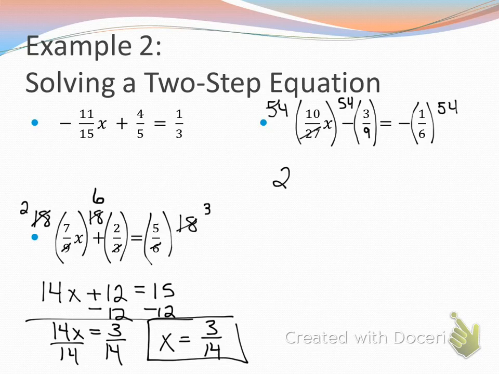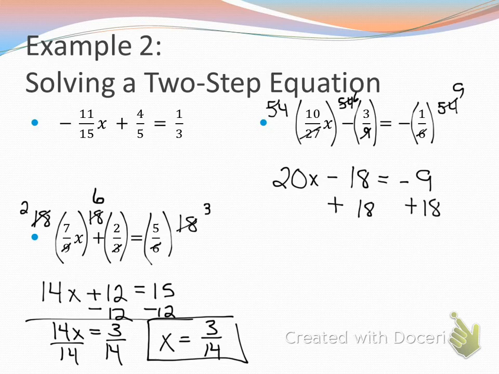I have 20x minus, that's 6, 18, equals, that's 9, negative 9. Did y'all get that? Oh, I got negative 27. Oh, because I put a negative 7 for my 9. Okay. Then I need to add 18 to both sides.